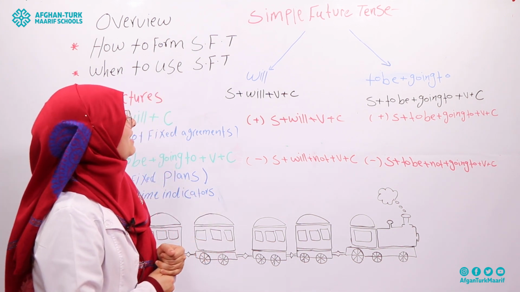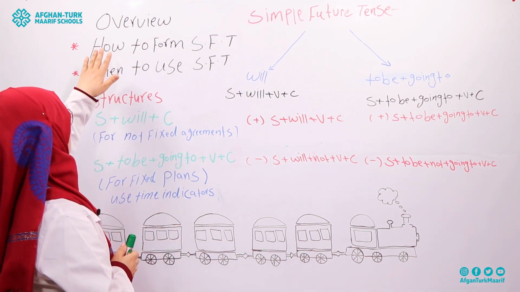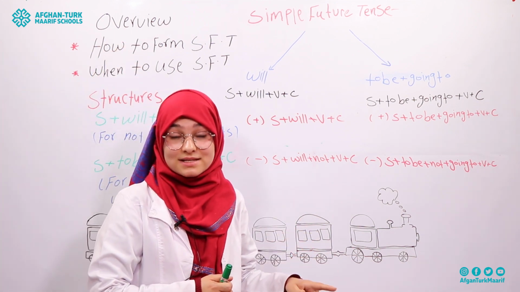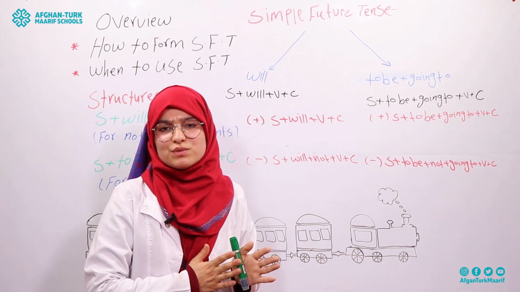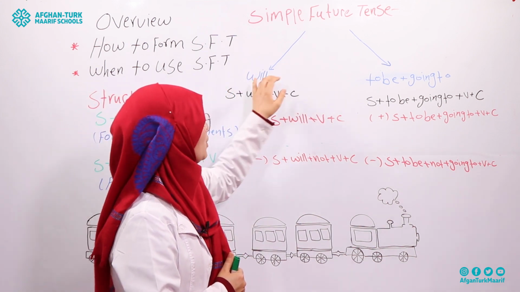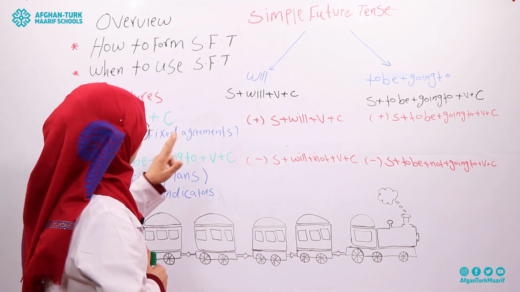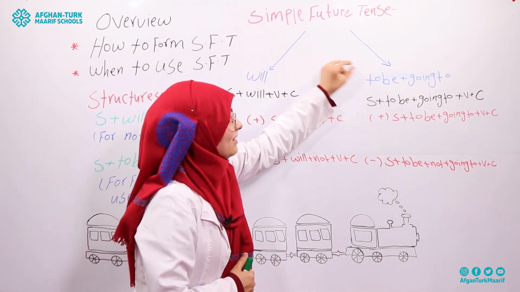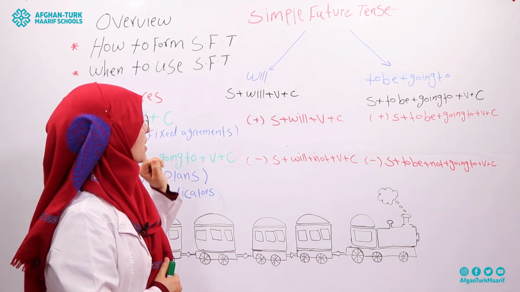Today we are going to learn about simple future tense, and our overview for today's lesson is to learn how to form simple future tense and also when to use it. Basically, for future tense we use 4 structures, but today we are only going to learn about 2 of them, which are will and to be plus going to. There is a difference between this structure and this structure. When to use the first structure?